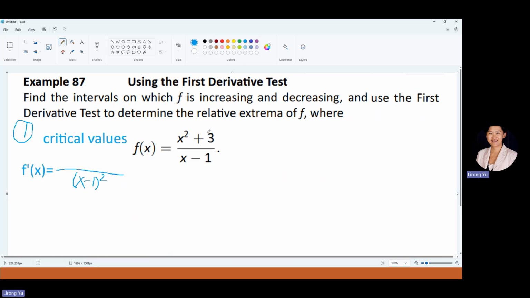And then in the numerator, you will find the derivative, which is 2x, multiplied by the denominator, minus, this time, we're keeping the numerator. We're going to find the derivative of the denominator, which is 1. So that's what we have. The numerator will then be 2x squared minus 2x minus x squared minus 3. I have to expand it because I need to find the zeros.